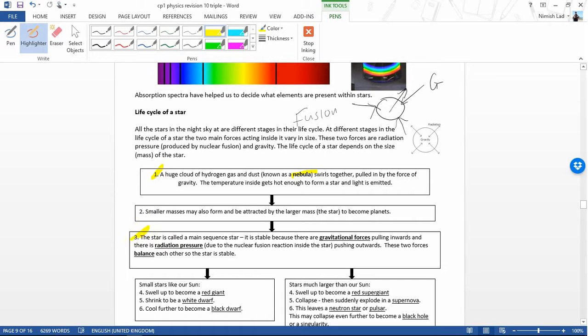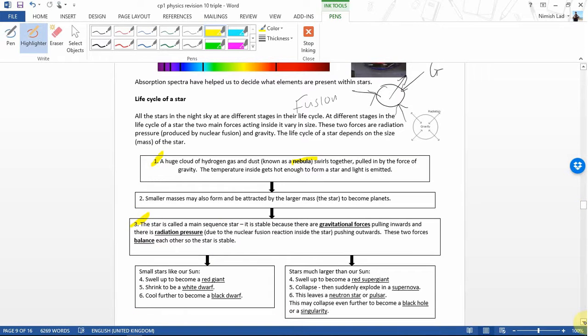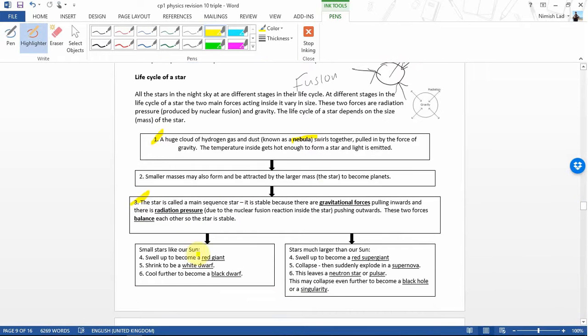Now, depending on the initial mass of the star, it either is going to go on down one route, like our sun, or follow a route of a much larger star. So our sun is a relatively small mass star. Let's follow the route of that. It will swell up, it will become a red giant, then a white dwarf, then a black dwarf. So small stars go from a nebula to main sequence, to a red giant, to a white dwarf, to a black dwarf.